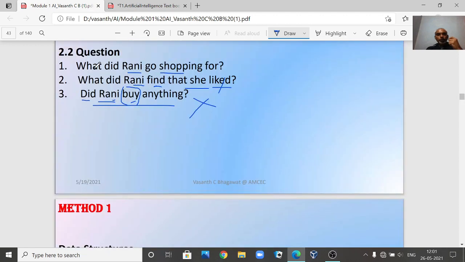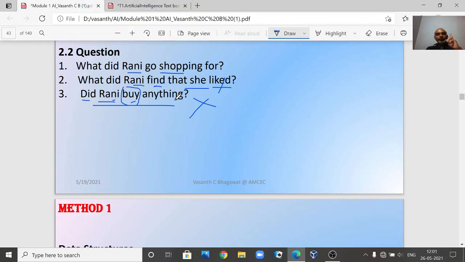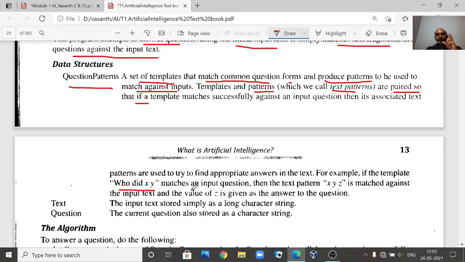Now what are the questions? Who did XY, right? Now this is our template input. Now you see who did XY template, it matches with 2 questions here. The first question, who or what, right? Did is there. XY, see X I can substitute for Rani and Y, right? Here also X Rani is there, Y. So now if you look carefully, this template who did XY matches an input question, right?